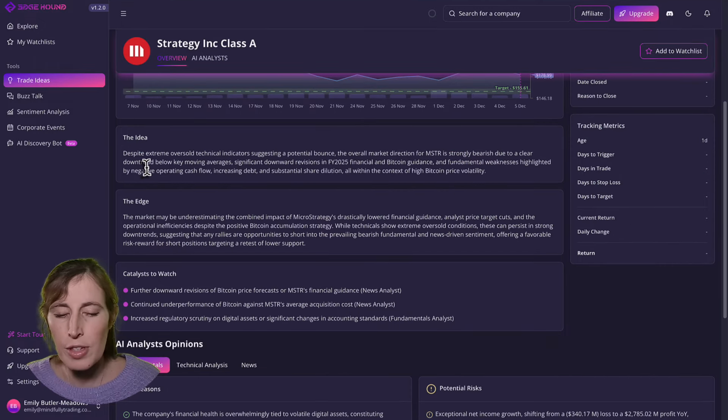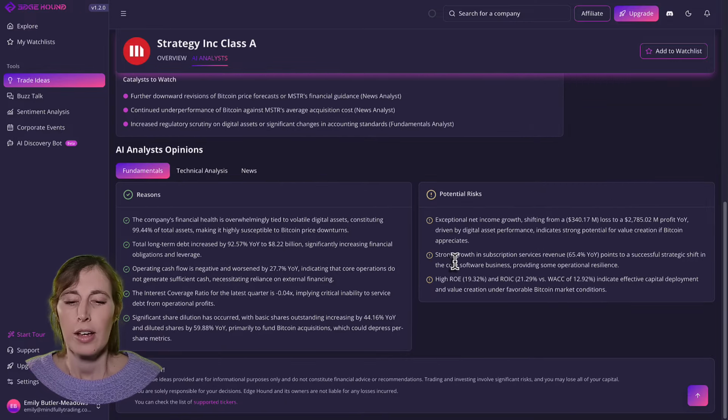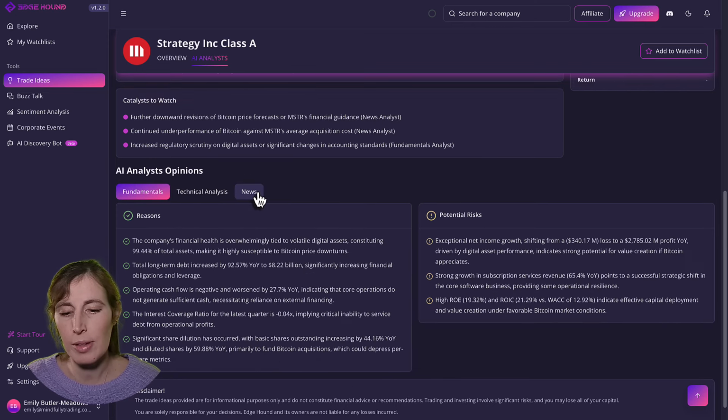So the idea for this trade would be this: despite the extreme oversold technical indicators suggesting a potential bounce, the overall market direction is still strongly bearish due to a clear downtrend below key moving averages. Scrolling down here, it says AI analysts' opinions, and this is broken into fundamentals and also the technicals part of the reasoning for this trade idea.